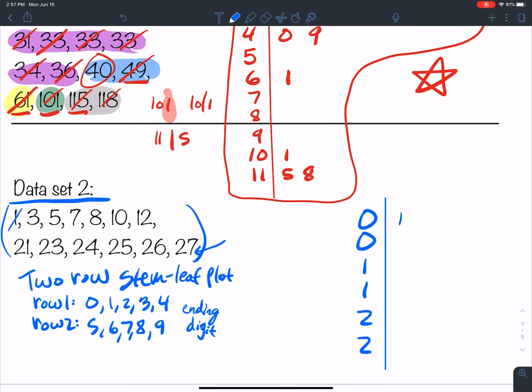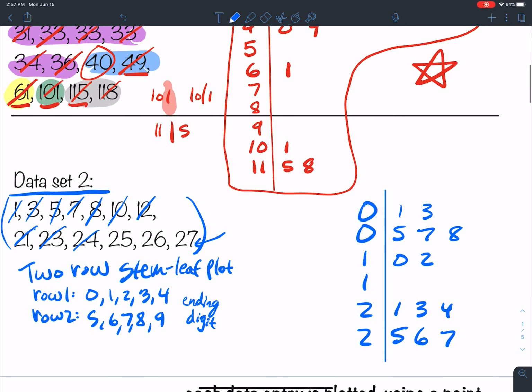So 1 falls on the first, 3 falls on the first, 5 actually falls on the next row, 7 and 8. Now 10 is going to be 1 on that side, 0 on that side. 12 is here. 21 is going to be down here. 23, 24, and then we have 25, 26, 27. Okay? So that shows you how to do a double.